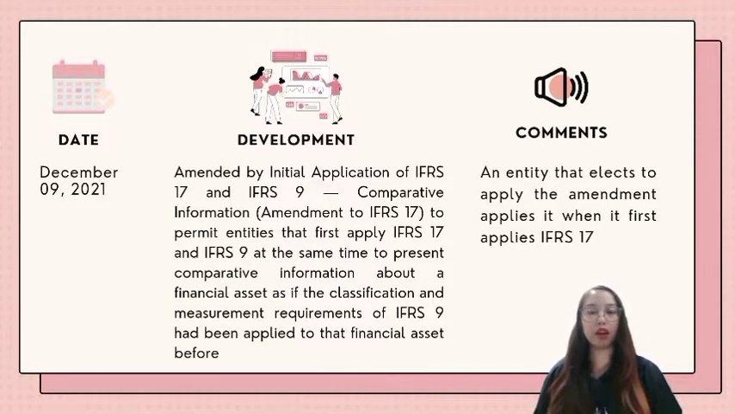Yung development naman po is the amendment, initial application of IFRS 17 and IFRS 9 comparative information, amendments to IFRS 17 to permit entities that first apply IFRS 17 and IFRS 9 at the same time to present comparative information about a financial asset as if yung classification and measurement requirements ni IFRS 9 had been applied dun sa financial asset before. Comments naman po regarding sa amendment is an entity that elects to apply yung amendment, i-apply niya po ito kung kailan niya po unang in-apply si IFRS 17.